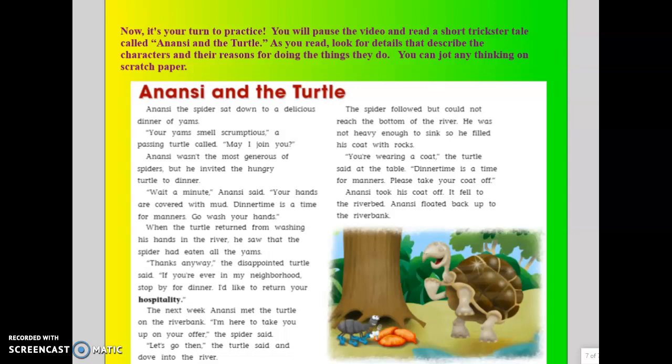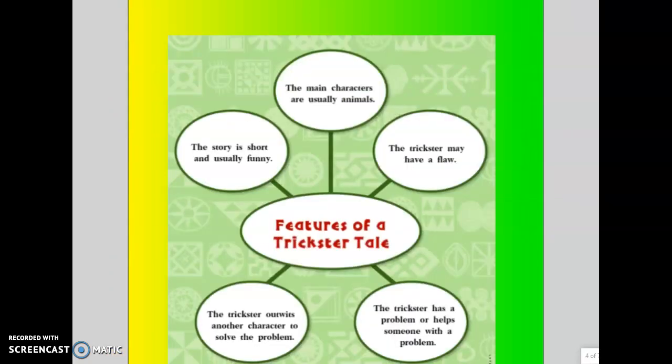So you don't have to read it right now on here. I have a better copy of it for you on Nearpod. You'll read that, and then there'll be questions to answer about this trickster tale after you've read the story. If you need to refer back to our chart about features of trickster tales, you're welcome to do that. These are the features of a trickster tale, and that might help you as you answer your questions. All right, boys and girls, you can head to Nearpod and work on Anansi and the Turtle.